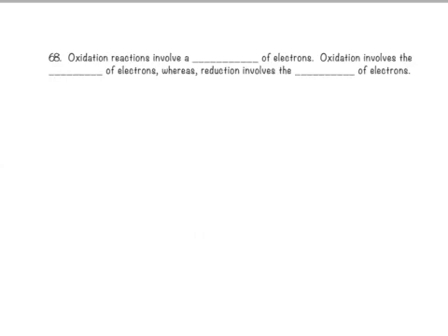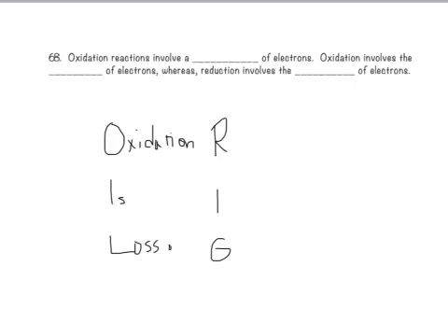Anytime I see oxidation reduction reaction problems, I always think of the acronym OIL RIG. If I can just remember OIL RIG, I can remember what is oxidation and what is reduction. Oxidation is loss of electrons. Reduction is the gain of electrons. So oxidation is loss, reduction is gain, OIL RIG.